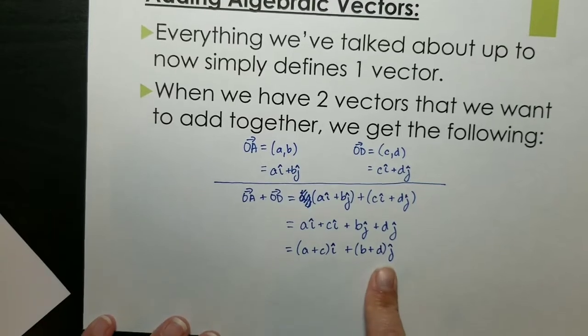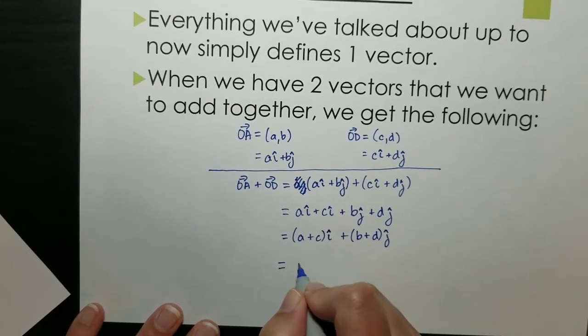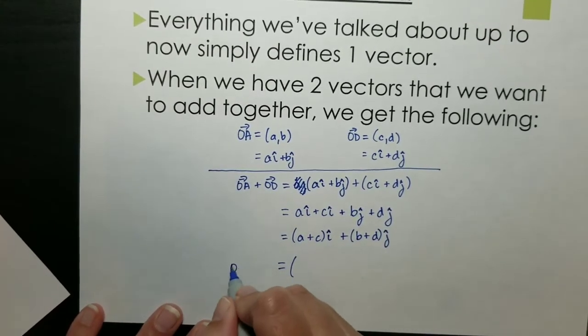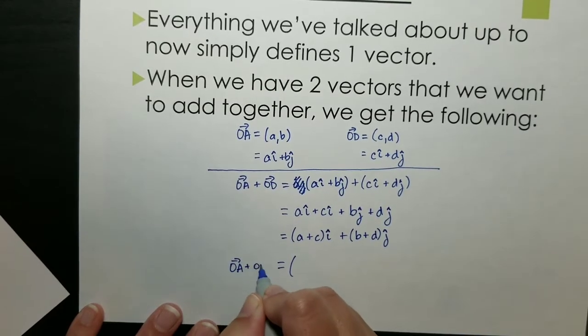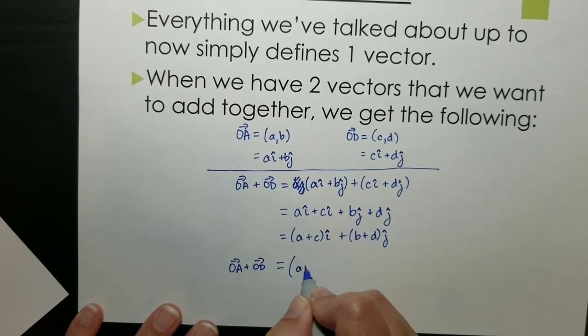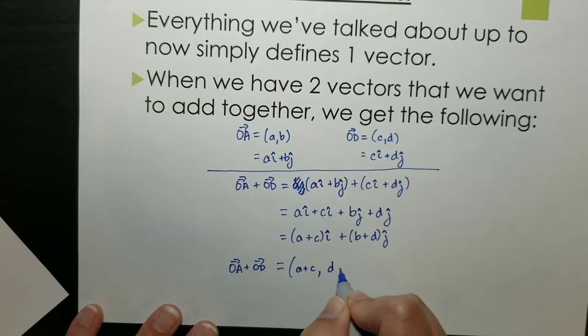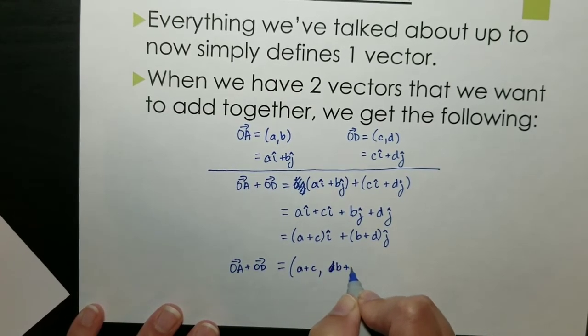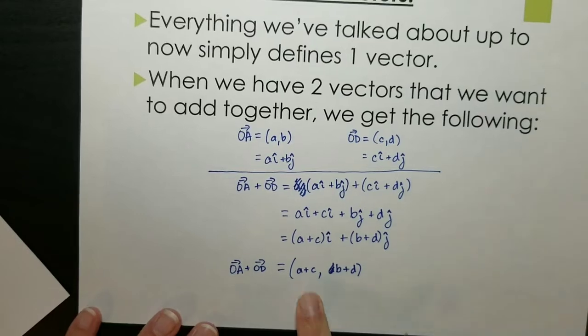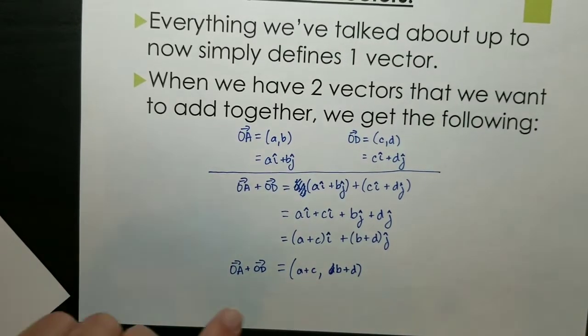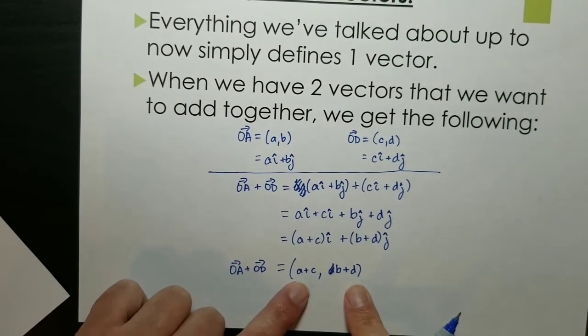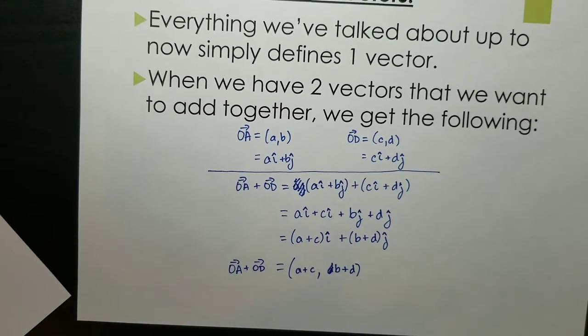And converting this back to component form, OA plus OD is just (a plus c, b plus d). So really, if we have two vectors in component form and we want to add those vectors together, we can actually just add the x values and add the y values, and that will give us the sum of the two vectors.